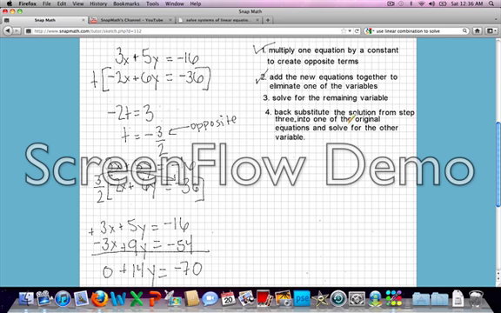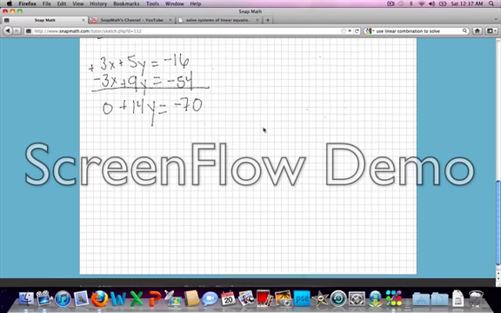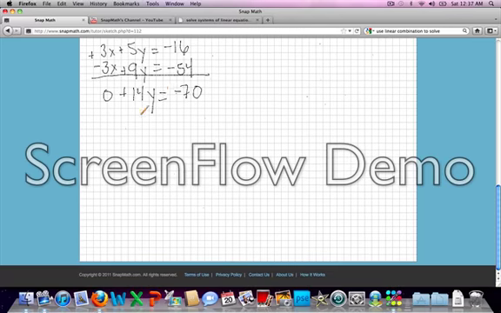Part 3 is we are going to solve for the remaining variable. The only variable left now is y. So we can solve for y. y is equal to negative 70 over 14. So negative 5. I've got to pull out my handy dandy calculator on this one. Yep, negative 5. So we're left with a constant value for y over here.